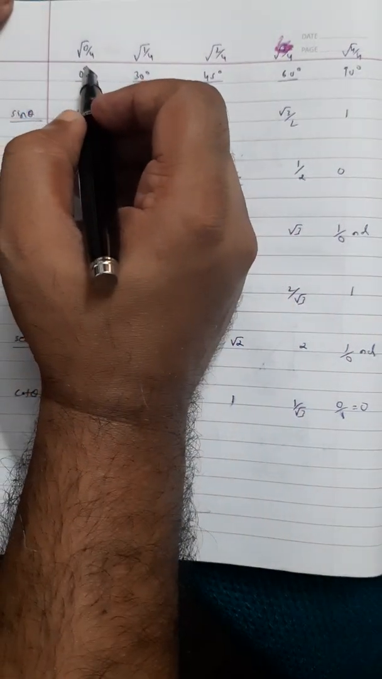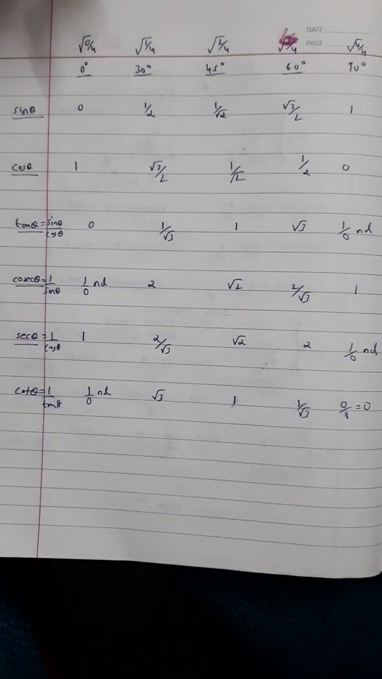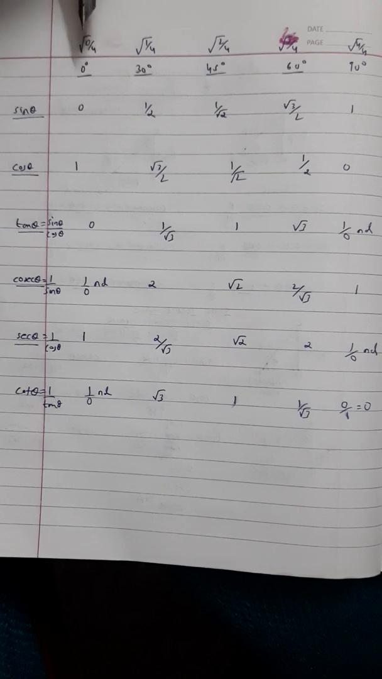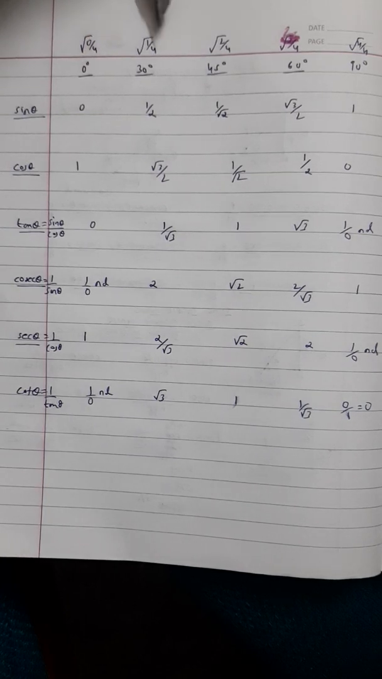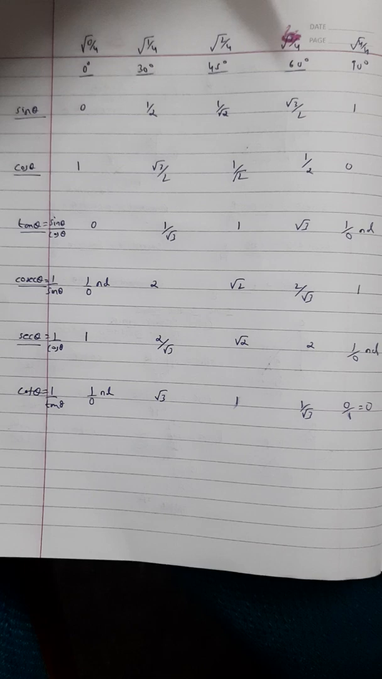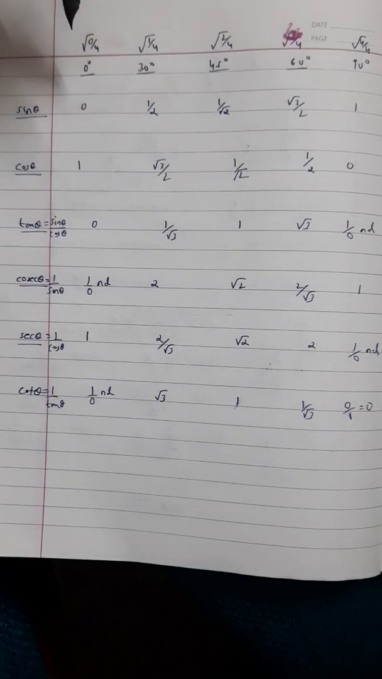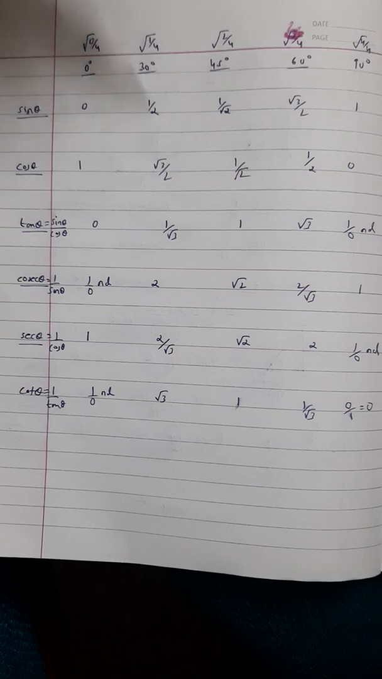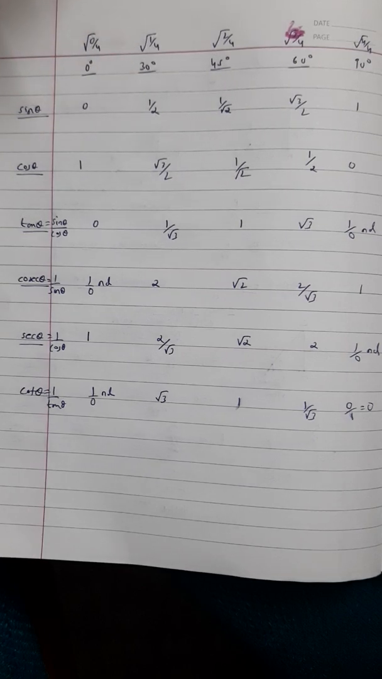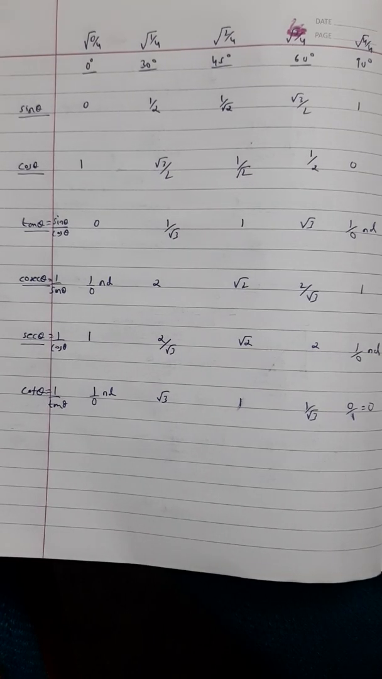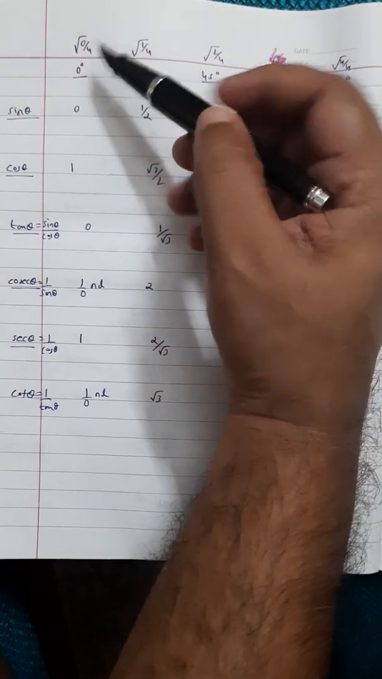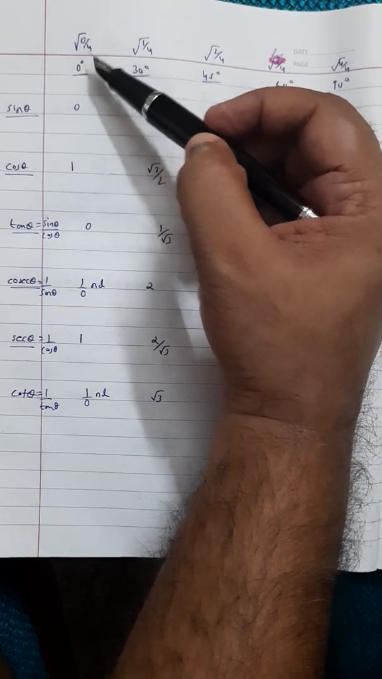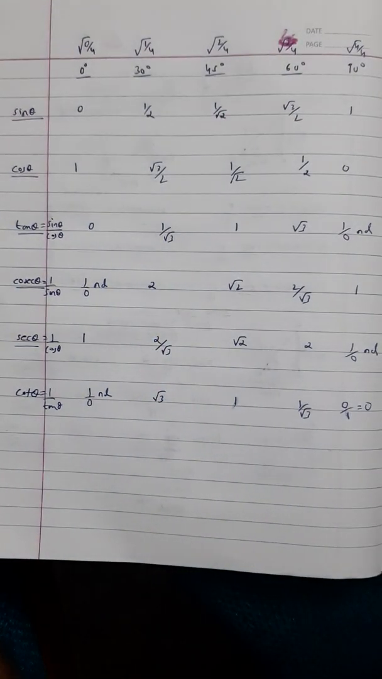Initially, this table can be made by writing on top here root of 0 by 4, root 1 by 4, root 2 by 4, root 3 by 4 and root 4 by 4. This is easy. Everything is within roots. Now when we solve this, we will get the value of the sine. So 0 upon 4, that is the first one here. 0 upon anything is 0. So sine 0 value is 0.